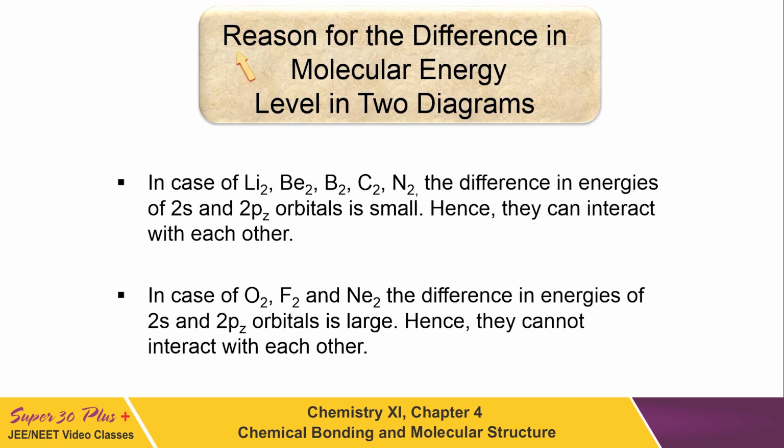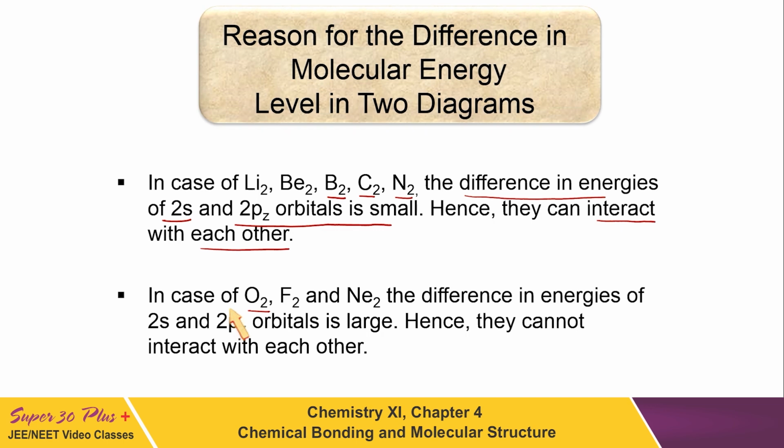So in writing, what is the difference between the molecular energy level in two diagrams? In case of Li2, Be2, B2, C2, N2, the difference in energy of 2s and 2pz orbital is small. Hence they can interact with each other as they have a small difference of energy.